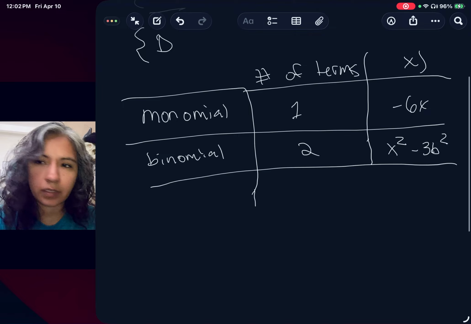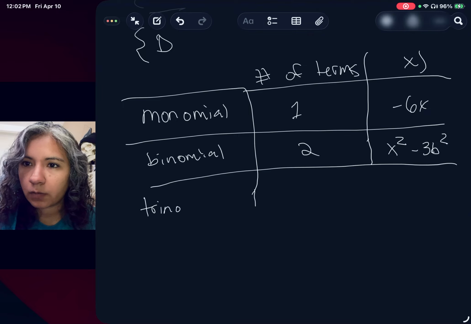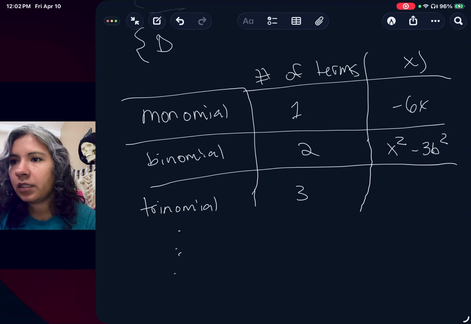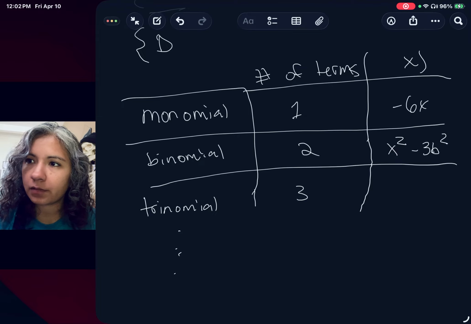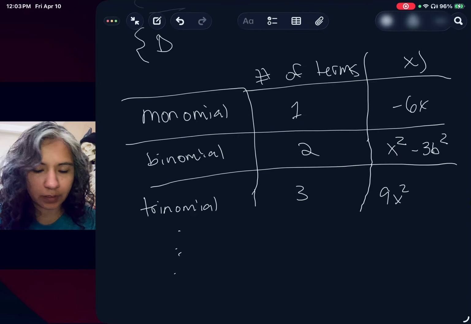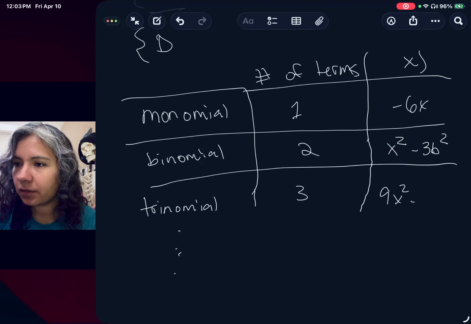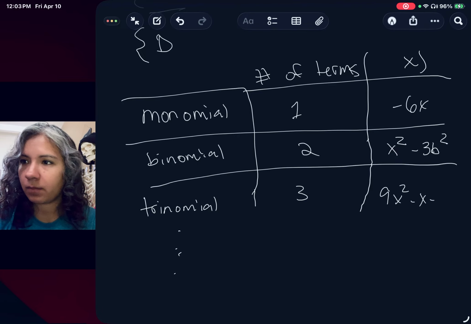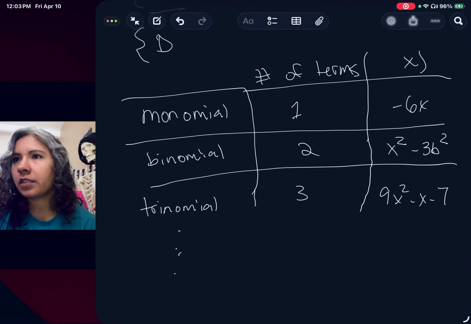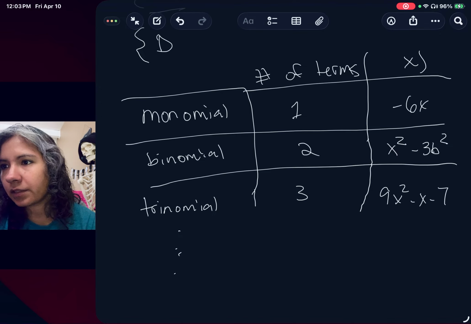And a trinomial has three terms. And this can go on. Let's say 9x squared minus x minus 7. That is a trinomial, so it has three terms. One here, and one here.